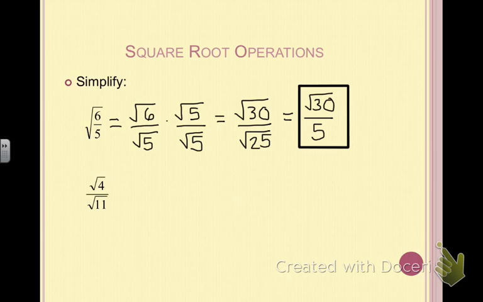In the next example, the square root of 4 over the square root of 11 does not contain a fraction in the radicand to begin with. But we do have a radical sign in the denominator, so we still have to rationalize it. Multiply the numerator and denominator by the square root of 11.